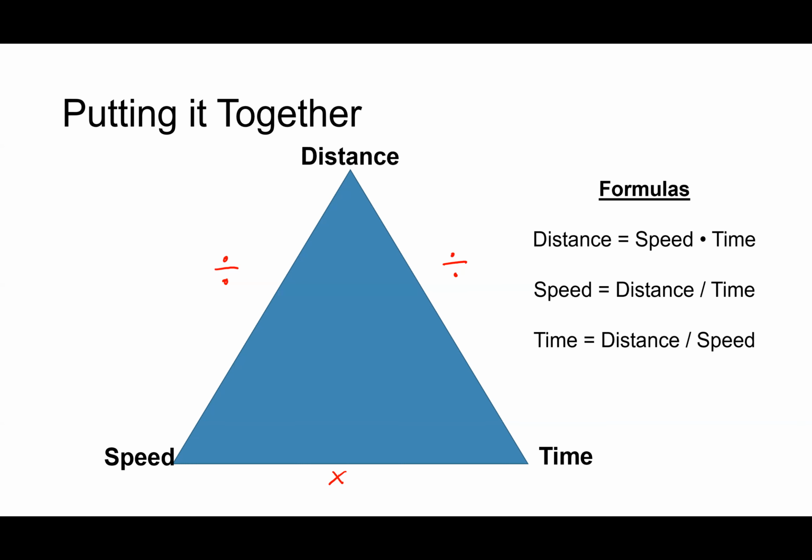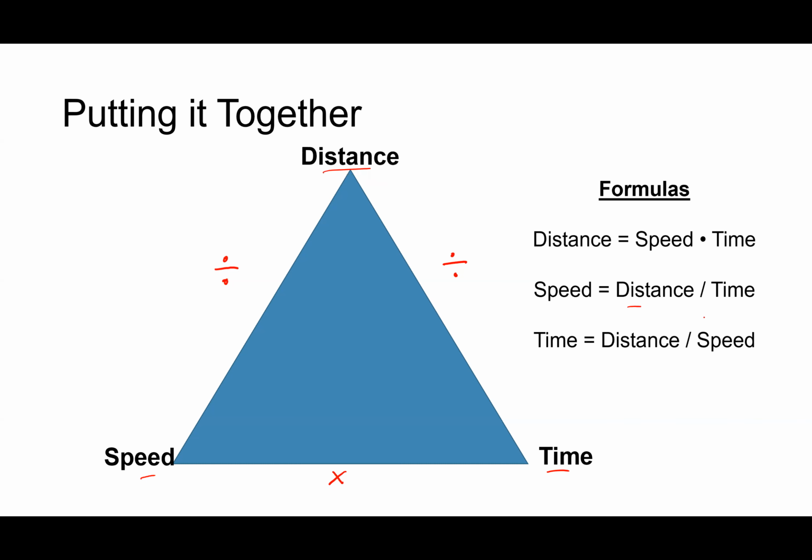You guys can see on your notes, we're filling out the formulas. So distance, if I would like to find distance, I would multiply speed times time. Notice how they're visually across from each other. And when things are next to each other like that, like when we put variables next to each other, we multiply. If I would like to find speed, I would divide distance by time.